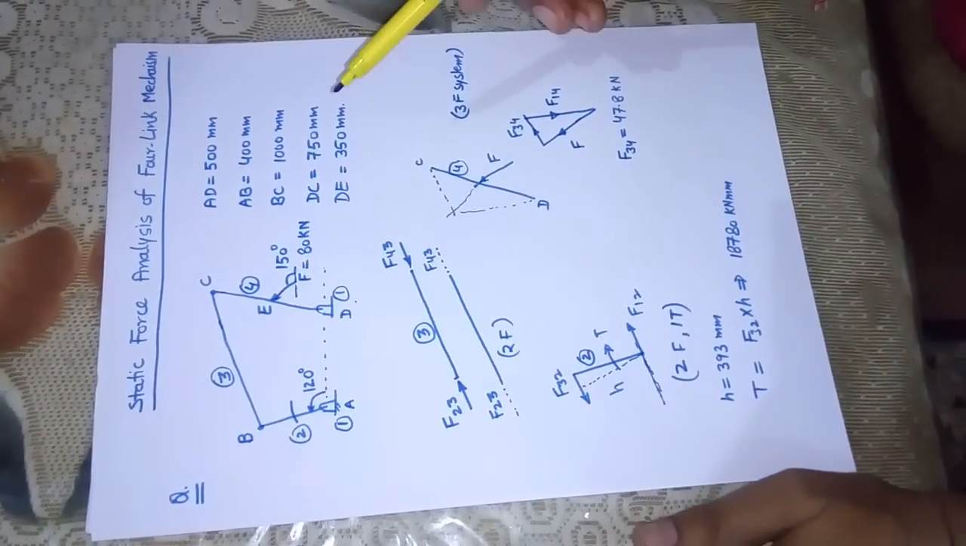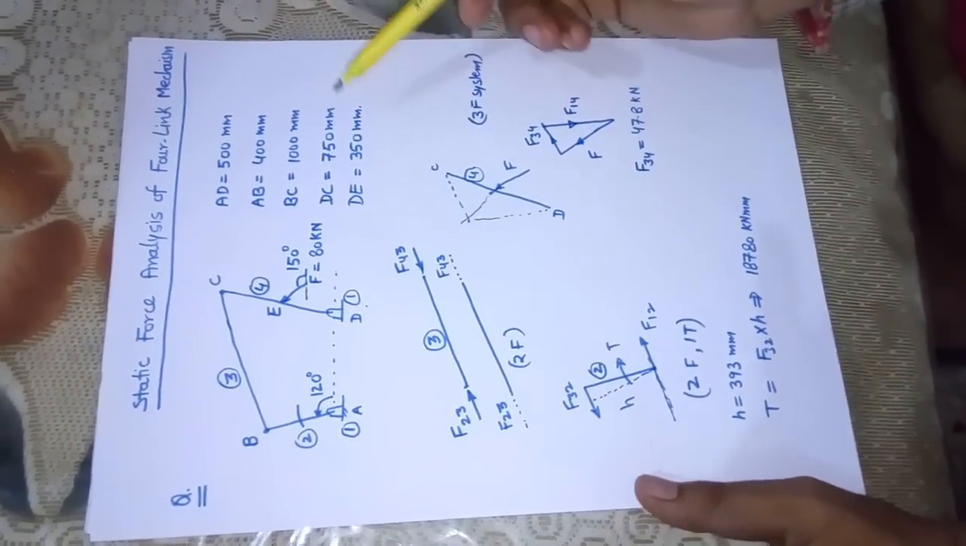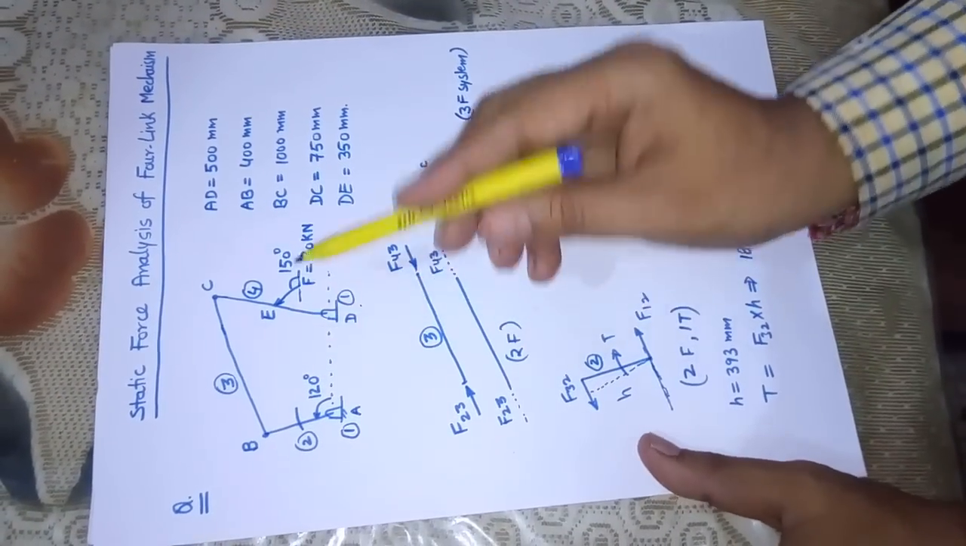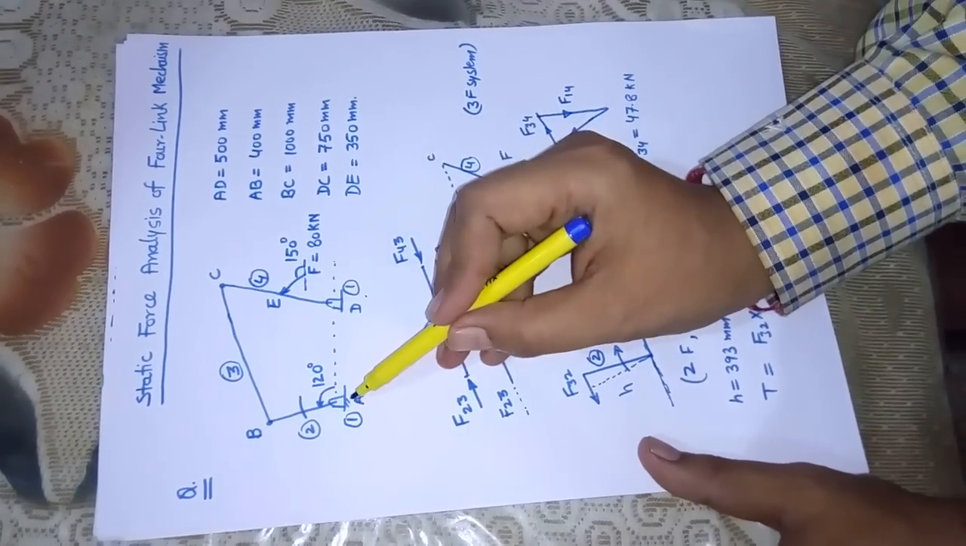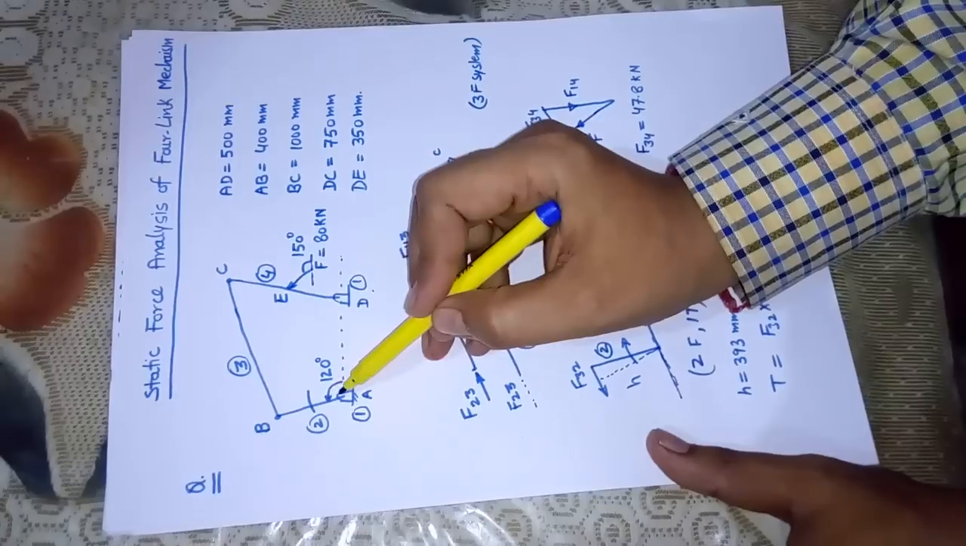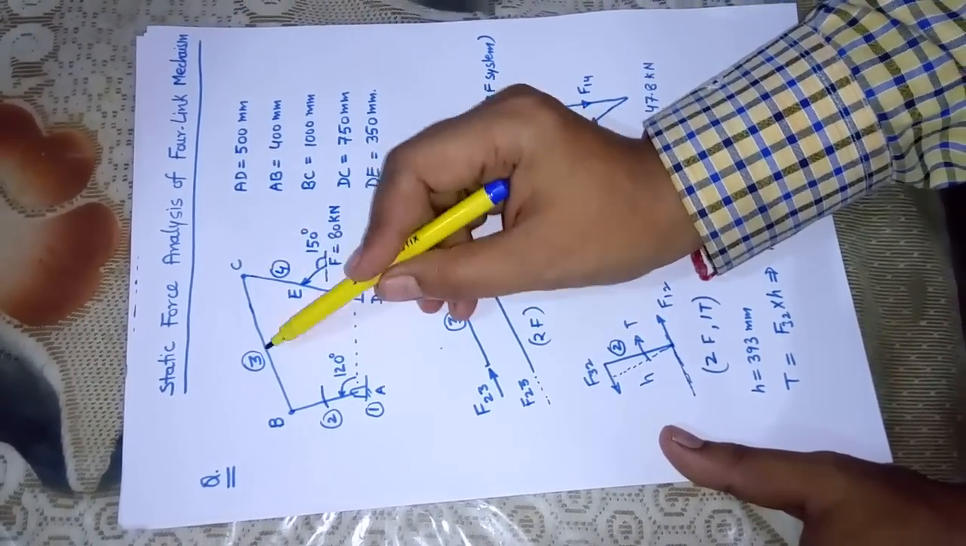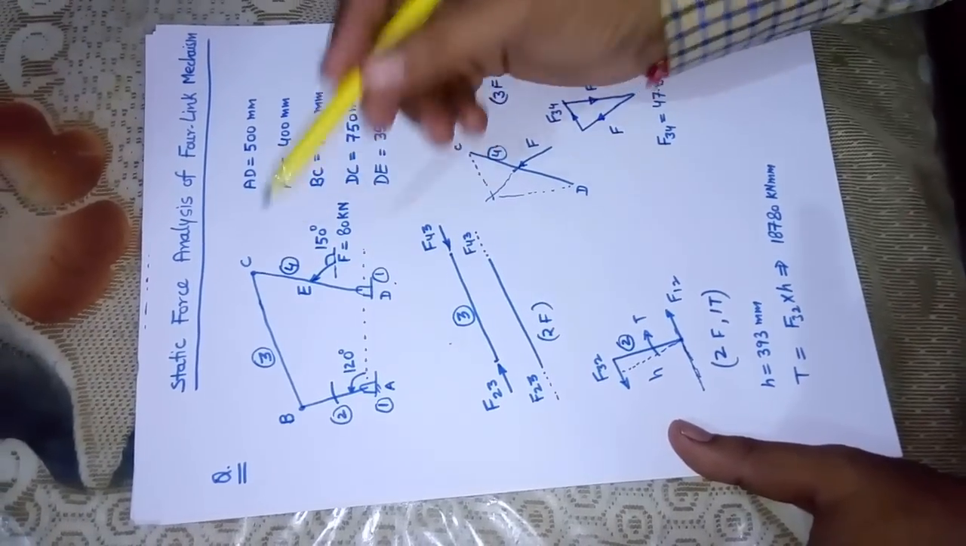We are understanding what is the static force analysis for a four link mechanism. It is a four link mechanism given in this problem. Link number one is the fixed link. Link number two is this rotational link. Link number three is BC. Link number four is DC.